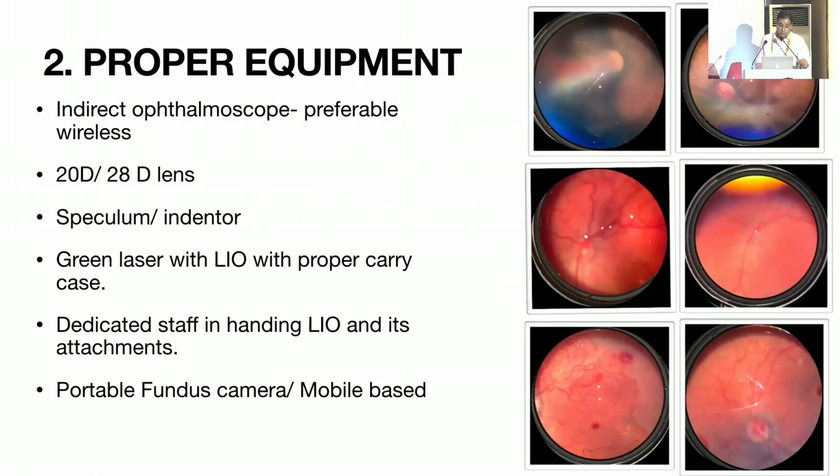Next, proper equipment is required, though it's not very costly equipment. Any retina person would have these in his armamentarium. So an indirect ophthalmoscope would be required, a 20 diopter or 28 diopter lens, speculum, indenter, green laser. Any person who's doing retina would have this green laser. The only additional thing required would be an LIO. So that won't cost much.